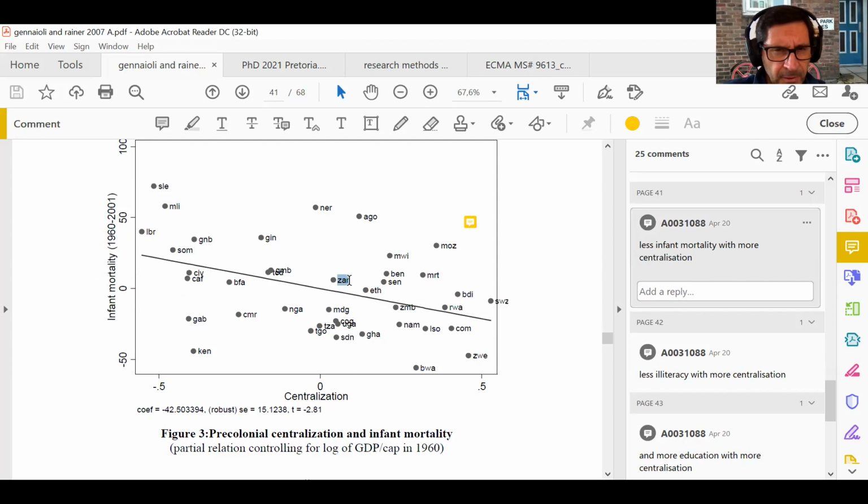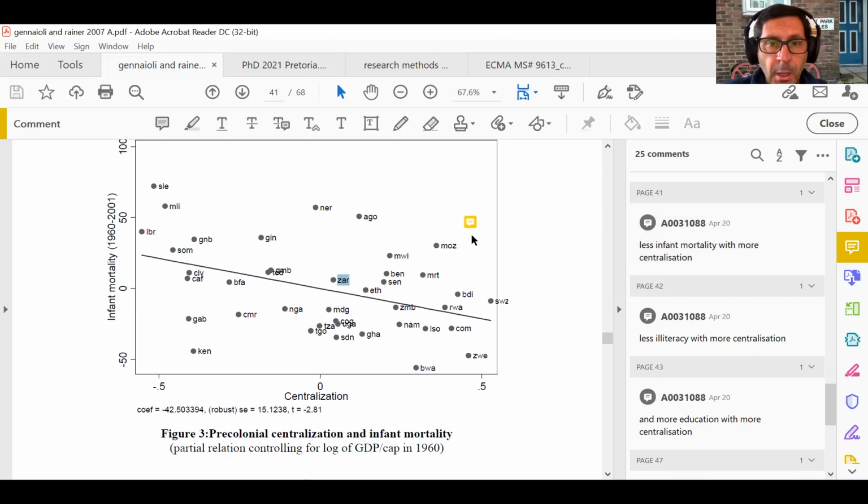This is not South Africa, I think, right? This is a year on the former DRC. I don't see South Africa there.